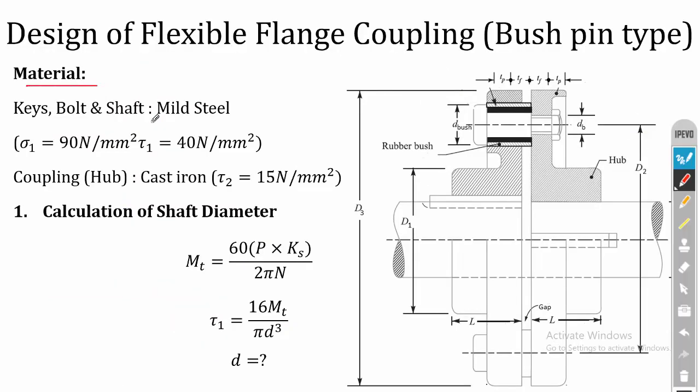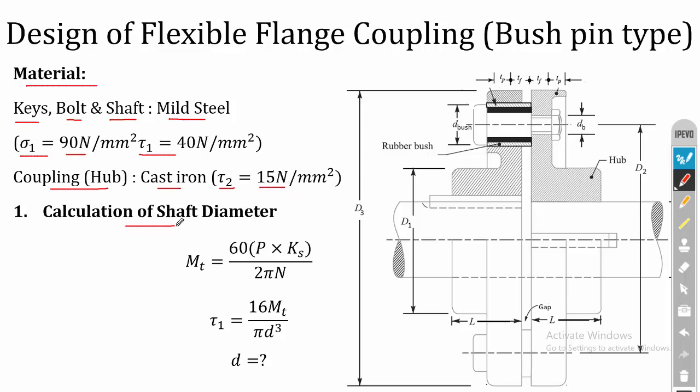If the material is not given, then we can assume mild steel for keys, bolt and the shaft. And we know that the safe tensile stress for mild steel is 90 Newton per mm square, and in case of shear it is 40 Newton per mm square. And let us assume that the hub is made of cast iron, and for cast iron the allowable shear stress value is 15 Newton per mm square.